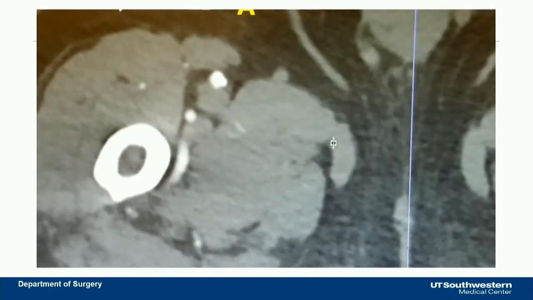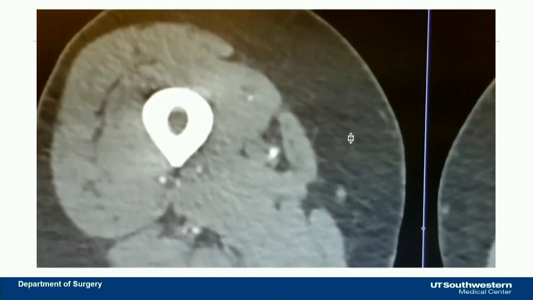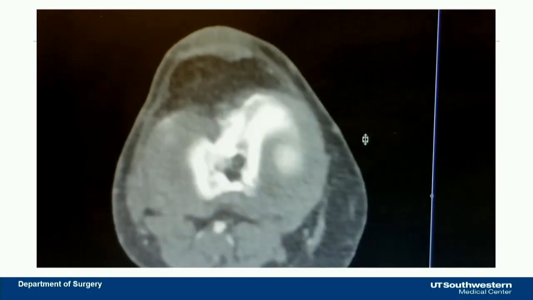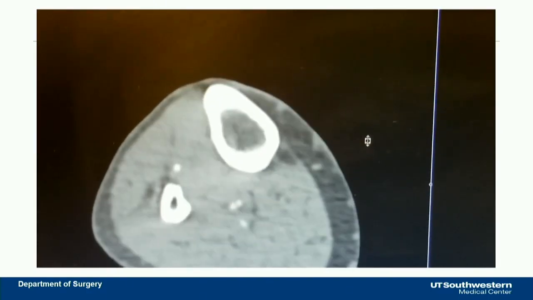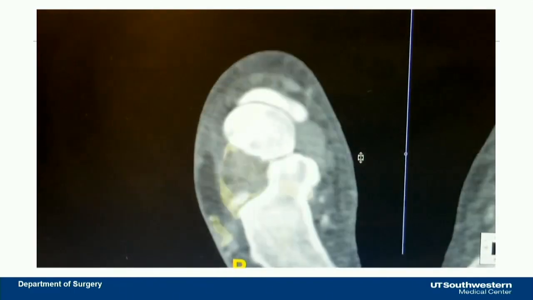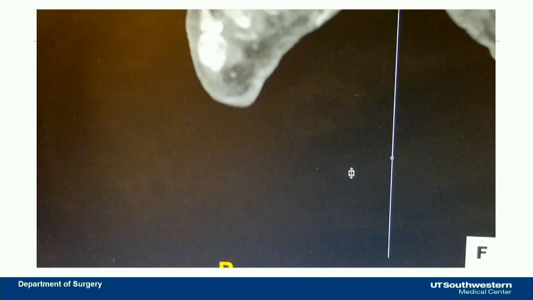We then looked at the runoff, which showed diffuse common femoral disease, which extended to the profunda origin, and his SFA was occluded. His popliteal artery was diseased diffusely, and then he had a good PT that was reconstituting and running off to his foot dominantly.